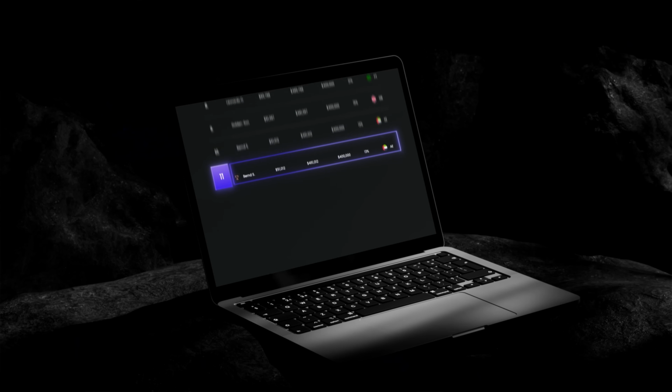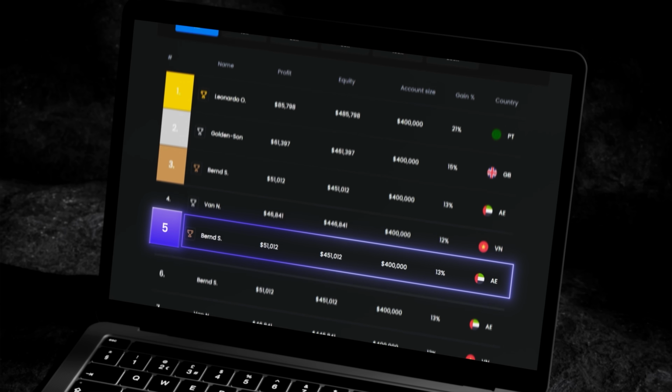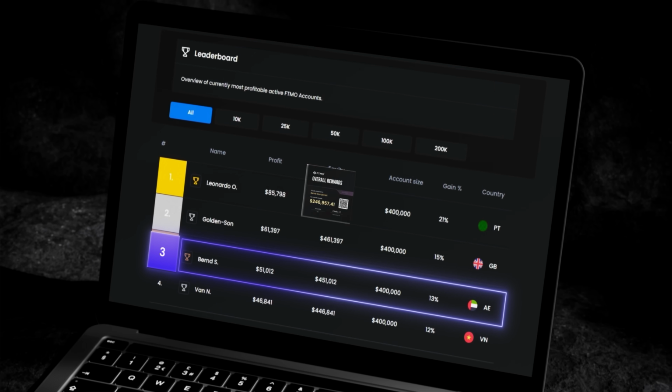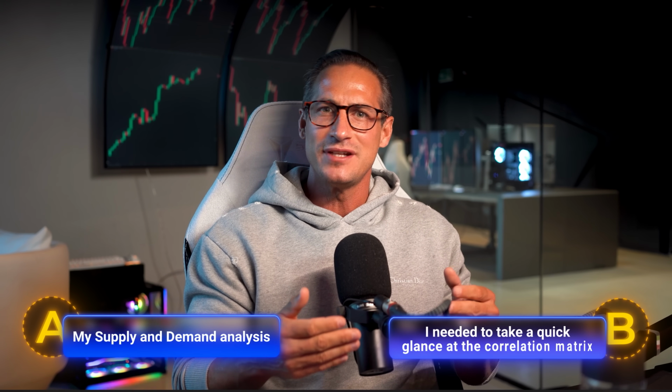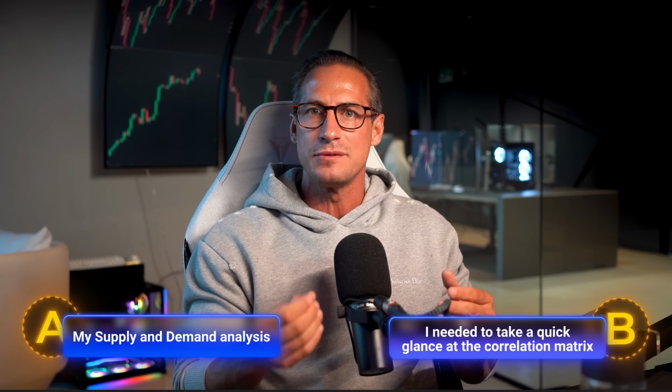Do you remember the Euro-USD trade that moved me on FTMO's leaderboard from the 10th to the 3rd rank? Well, this Euro trade is the reason why the British pound trade was very successful. Like I said, a chain reaction of profits. So in reality, I did little to no fundamental analysis on the British pound. All I needed to do was A, my supply and demand analysis, and B, take a quick glance at the correlation matrix.